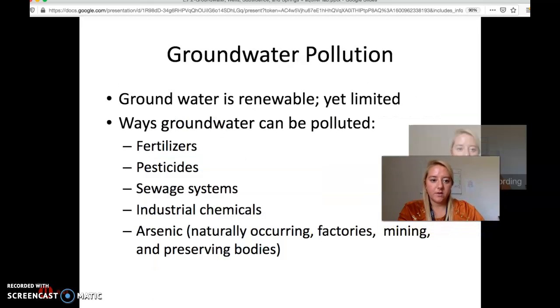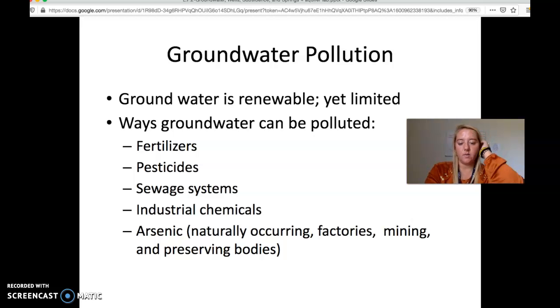And lastly, we are going to take an entire unit to study the pollution of water, but here's just a little bit of it. Groundwater is renewable, yet limited. While water is a renewable resource, and the water will eventually rain down and then percolate through the soil and become groundwater, we are consuming it at a faster rate than we are able to naturally reproduce it.